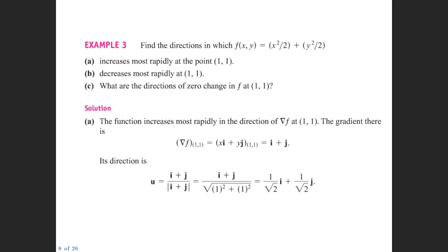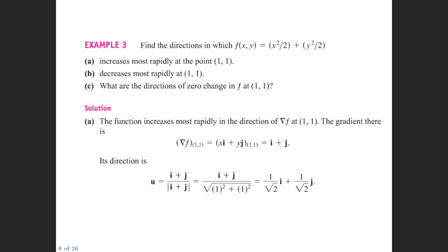An example from the textbook. Find the directions in which x squared over 2 plus y squared over 2, part A, increases most rapidly at the point 1, 1. That's going to be the same direction as the gradient vector. Part B, decreases most rapidly at the point 1, 1. That's going to be the opposite direction from the gradient vector, in the direction of minus the gradient vector.